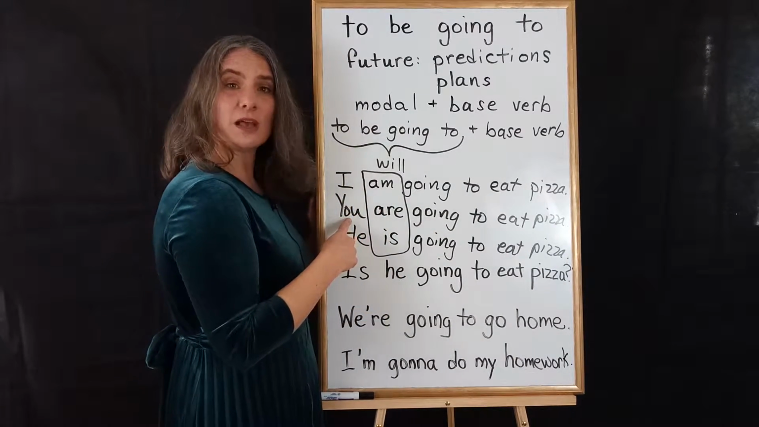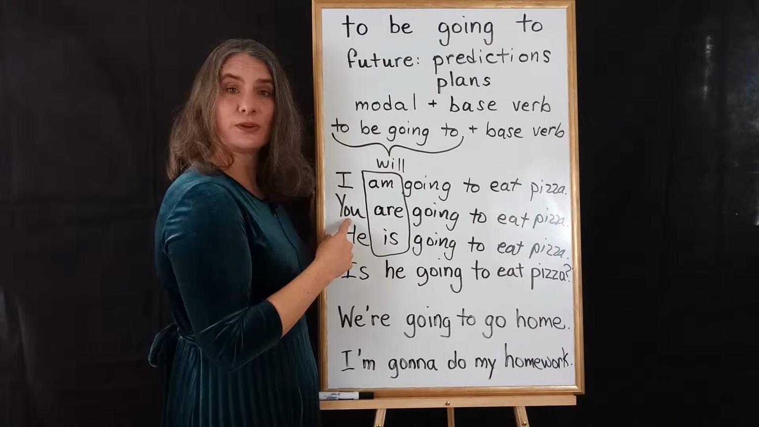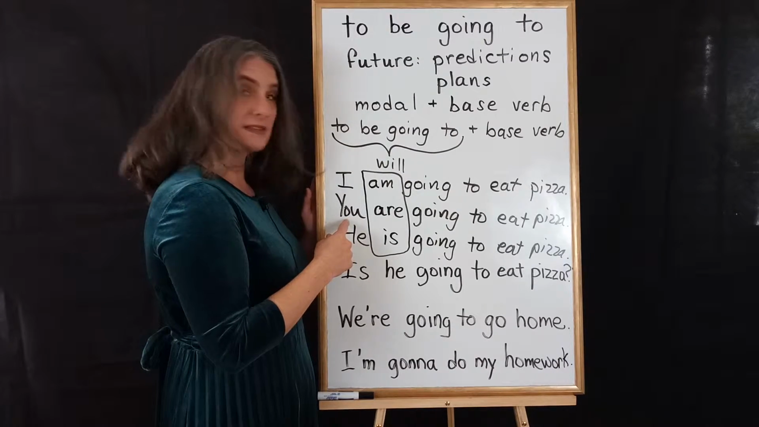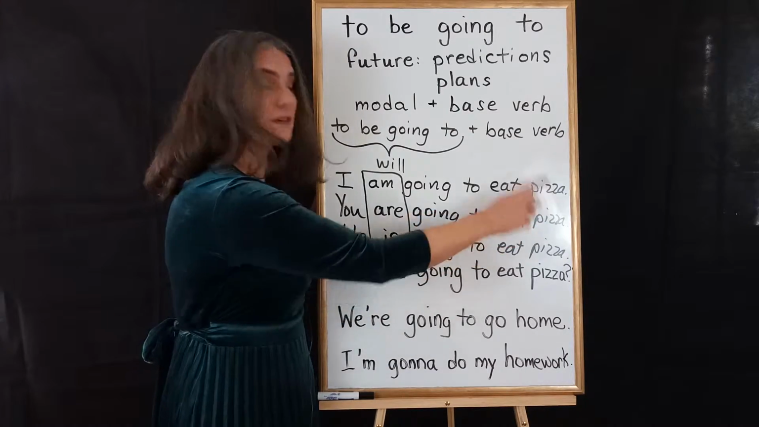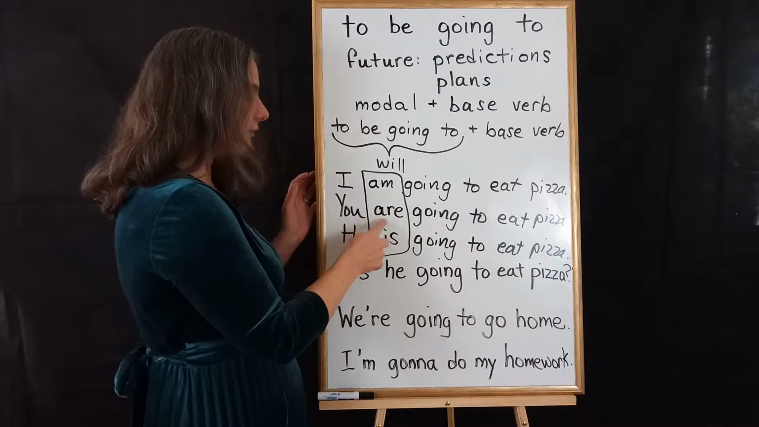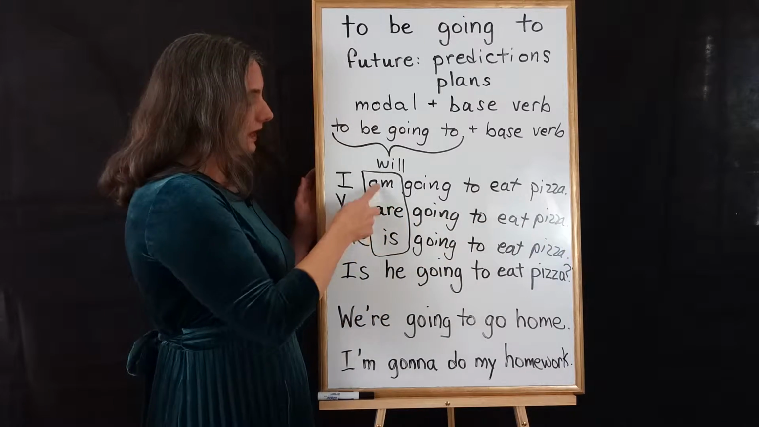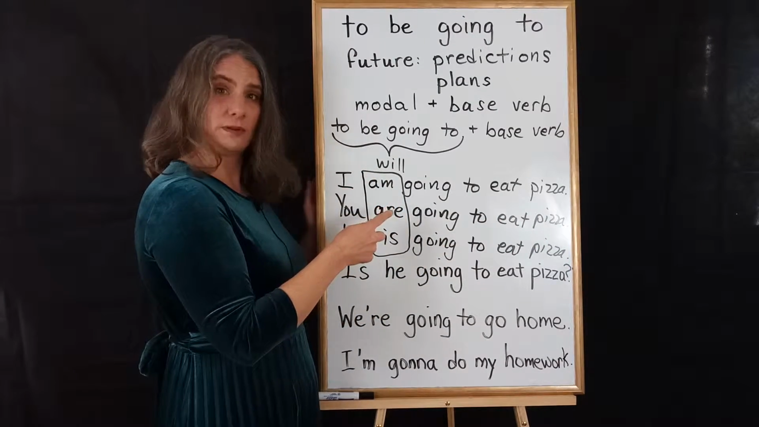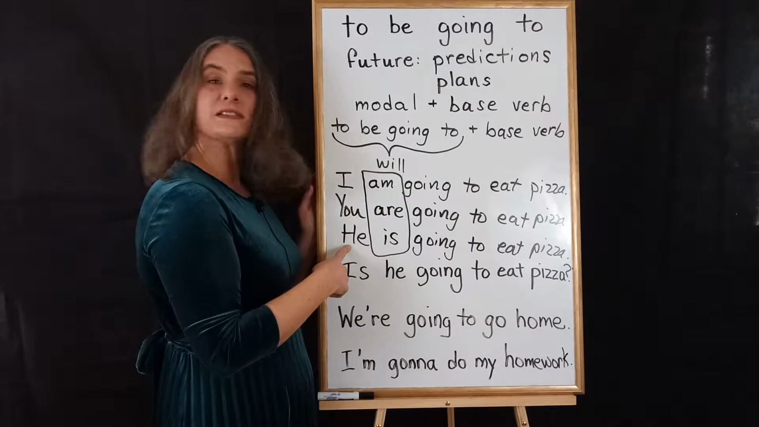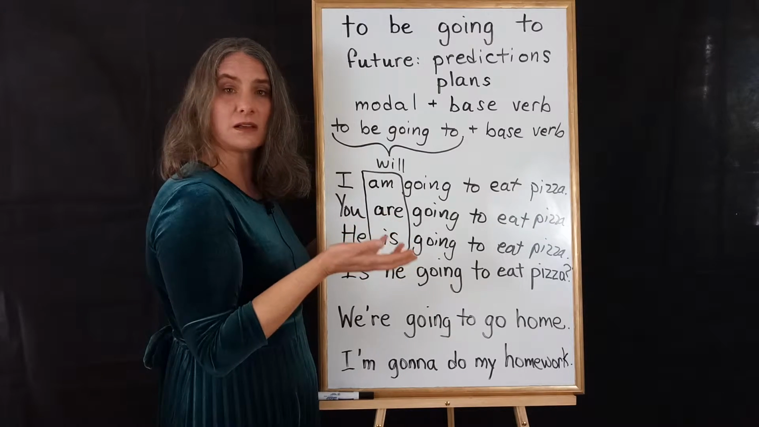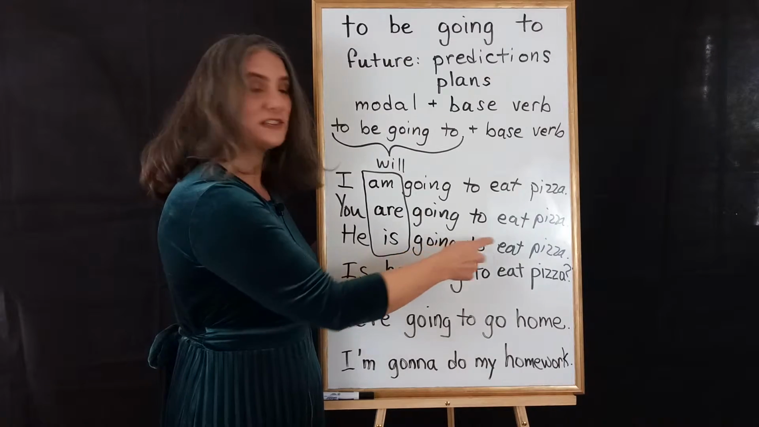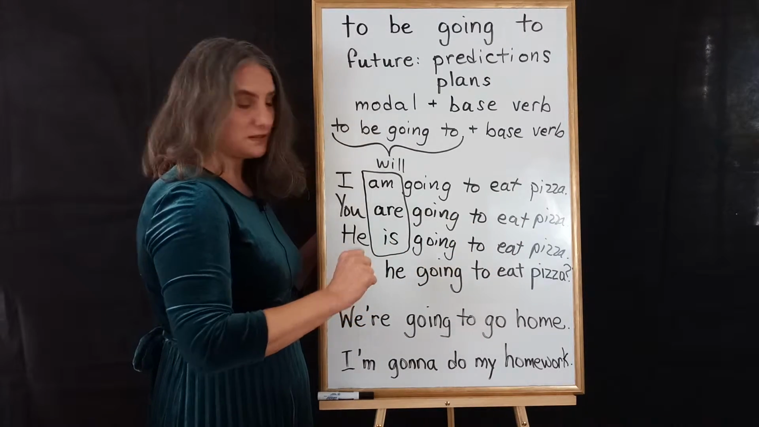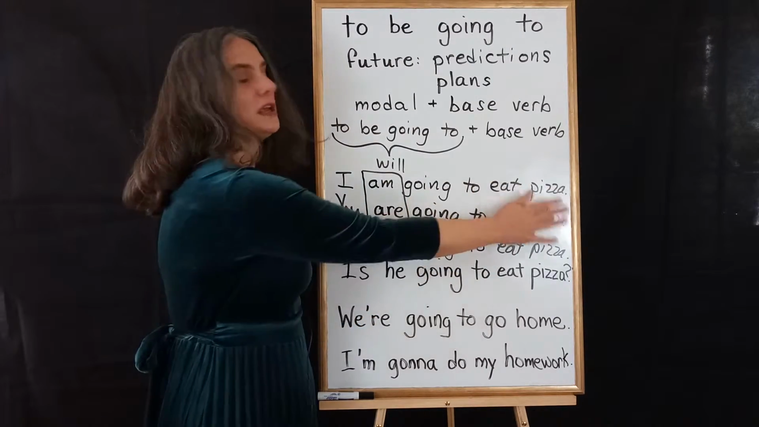If my subject is you, then I would need to say you are going to eat pizza. Okay? So after this, it's the same. But I have to choose the right be verb for that. If my subject is he, she, it, a name, he is going to eat pizza. So this has to change, nothing else has to.